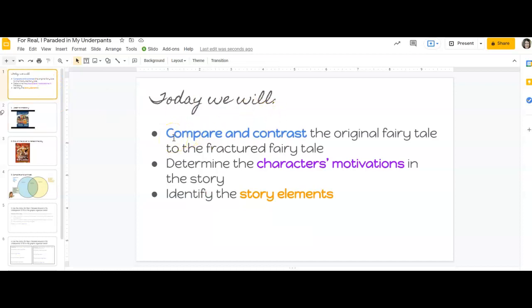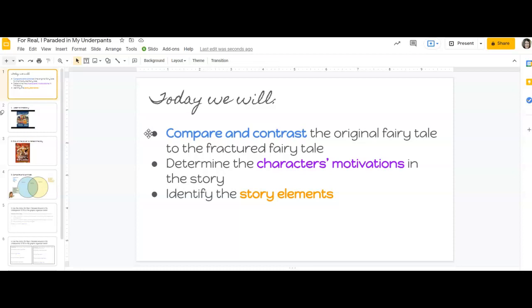So you will compare and contrast the original fairy tale from yesterday to the fractured fairy tale that you will listen to today. I would like you to determine the character's motivations in the story. So what is motivating the character to do what they're doing? So if they are trying to convince the emperor that he needs these invisible clothes, why are they doing that? What's motivating them? Are they just praising the emperor even though they can't see the clothes? What's motivating them to do that?